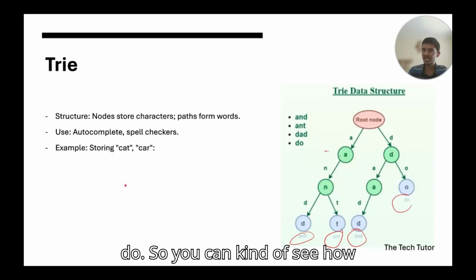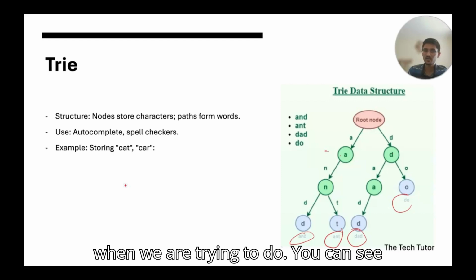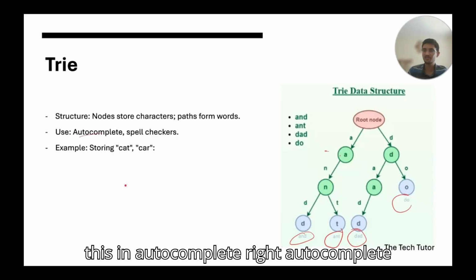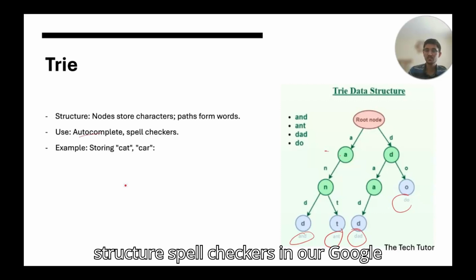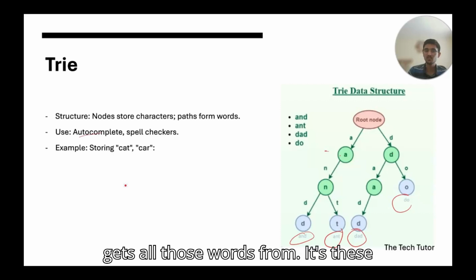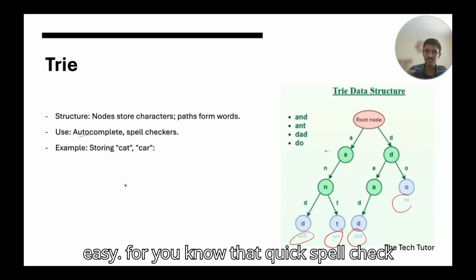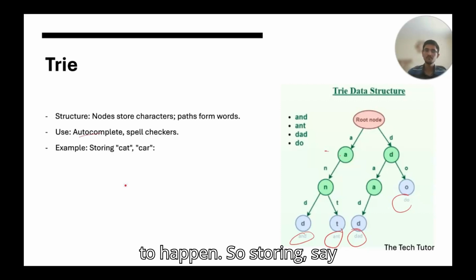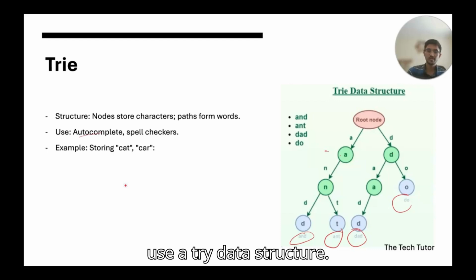So you could kind of see how useful these could be. You can see this in autocomplete, the autocomplete that we get bugged by on our phones. It's this data structure. Spell checkers in our Google Docs too. You might be wondering where it gets all those words from. It's these types of data structures that make it easy for that quick spell check to happen. So if we wanted to store cat, car, all these different words, we could use a trie data structure.